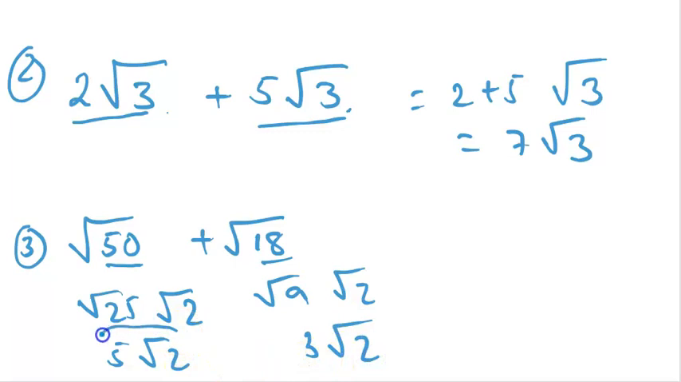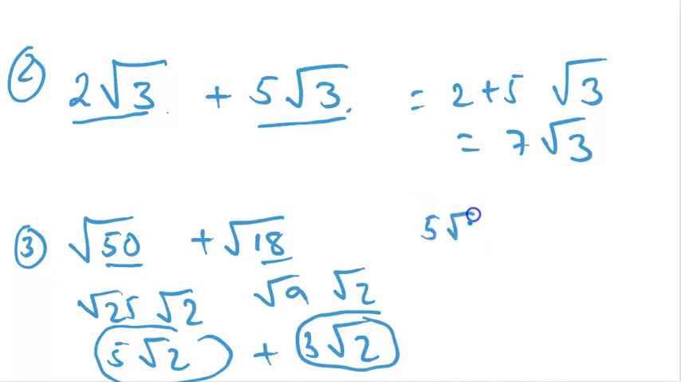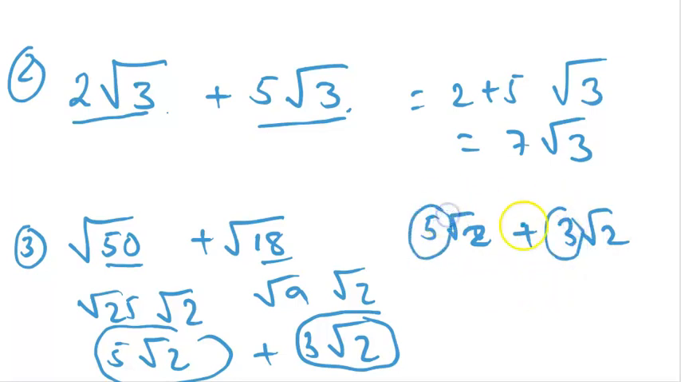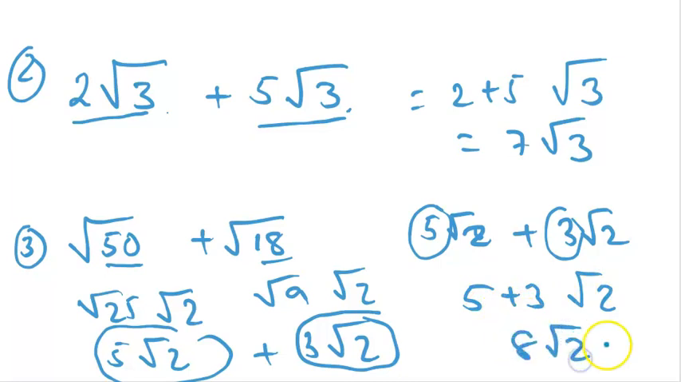Now you can add these two: 5 root 2 plus 3 root 2, because what is inside the radical is the same. This is root 2 and that is root 2. So what should we do? We simply add the coefficients, these are what I'm calling coefficients, and then multiply with the radical. So that is 5 plus 3 root 2. 5 plus 3 is 8. Your answer is 8 root 2.